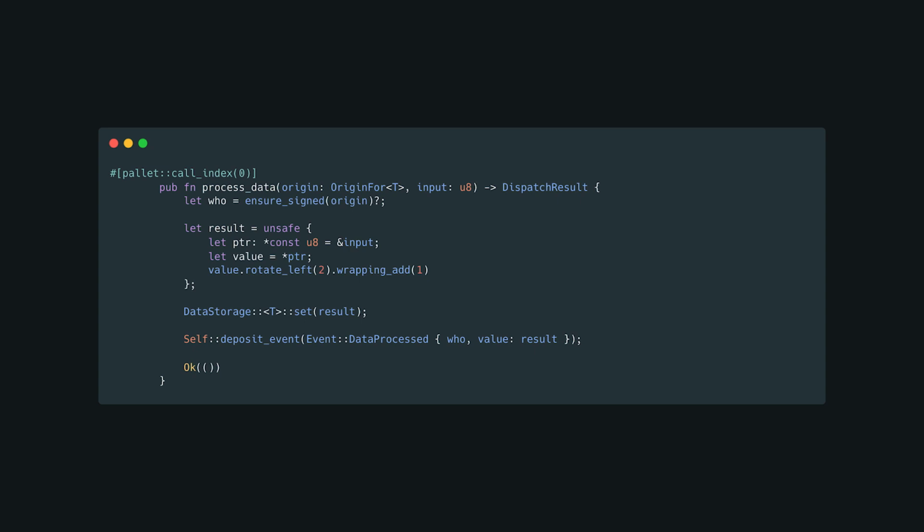This function includes a raw pointer that points to the memory address of input. Then, the variable value dereferences the raw pointer. This directly accesses the memory location and calls the rotate left method on the value stored at that location. If the pointer is invalid or points to an unexpected memory location, dereferencing it can cause undefined behavior, such as crashes, data corruption, or security issues.